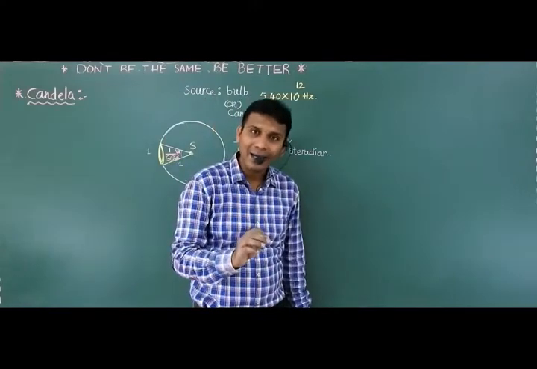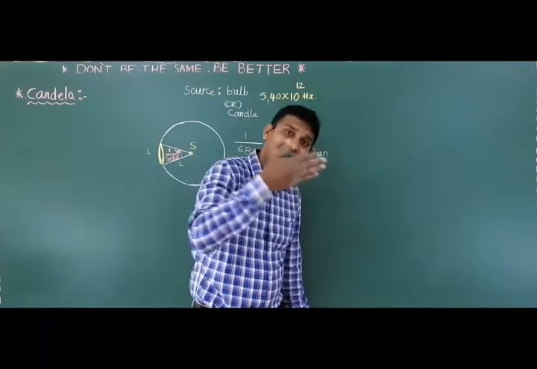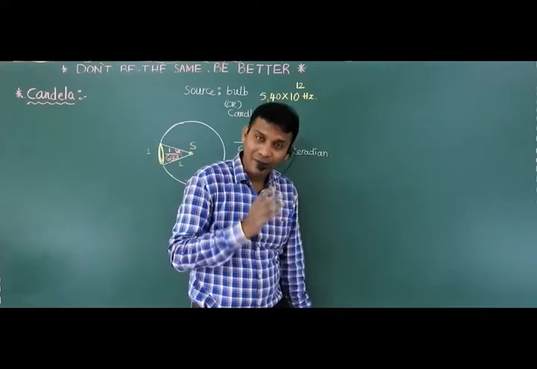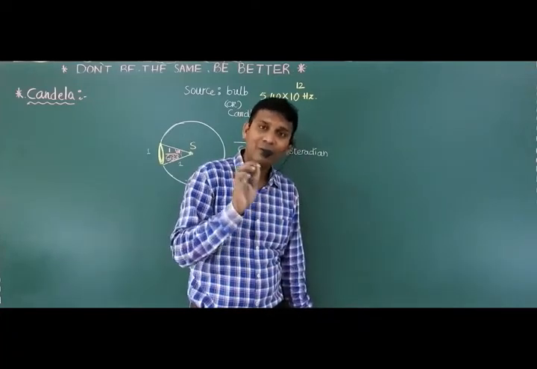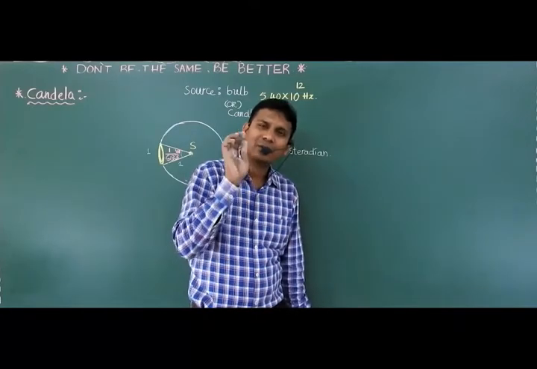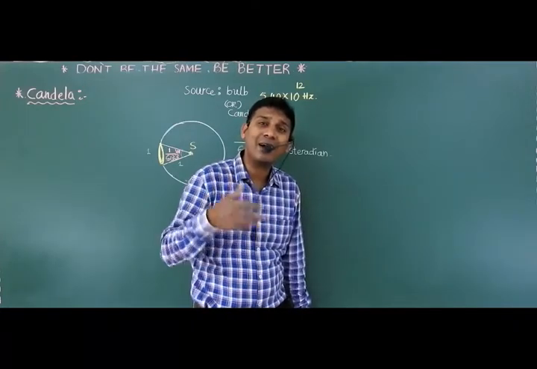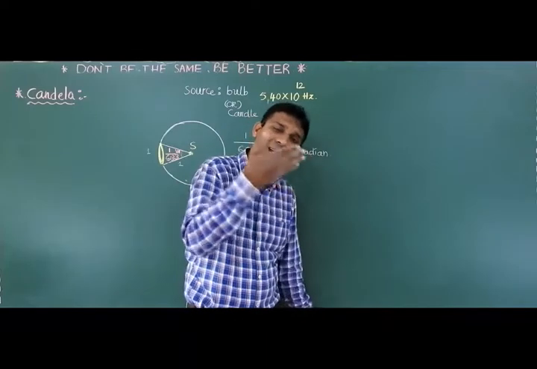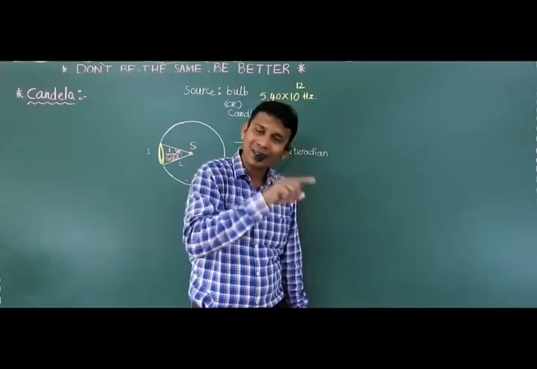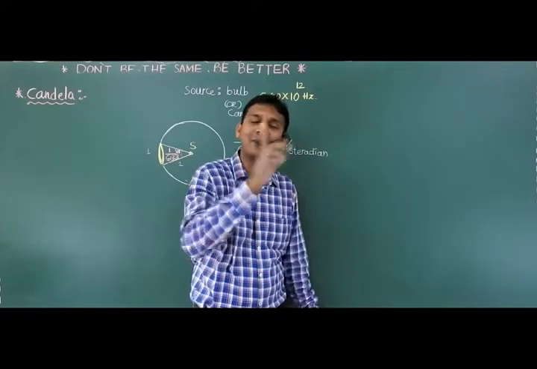So candela is the luminous intensity in a given direction. Right? When a source of frequency 540 into 10 raised to 12 Hz produces intensity of radiation in that direction with 1 upon 683 watts per steradian, it is known as 1 candela.